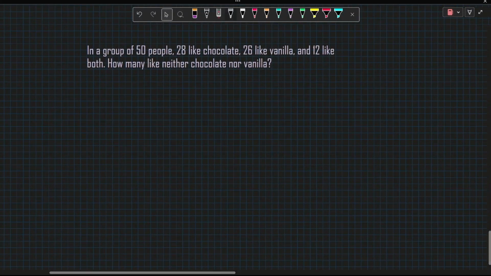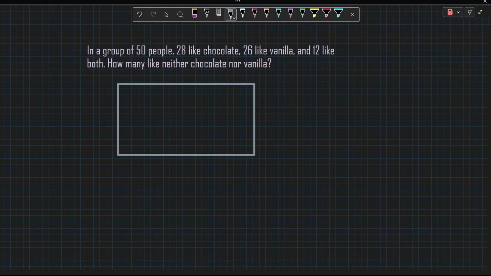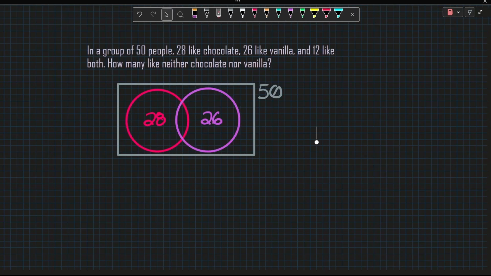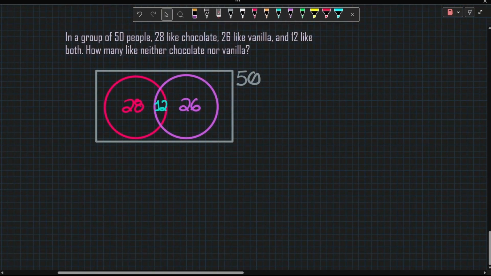Of 50 people. Our total universe is 50 people. Then we know that 28 and we know 26. Then we know that within this overlap, 12 people like both chocolate and vanilla. But now we want to know how many people exist outside of this.